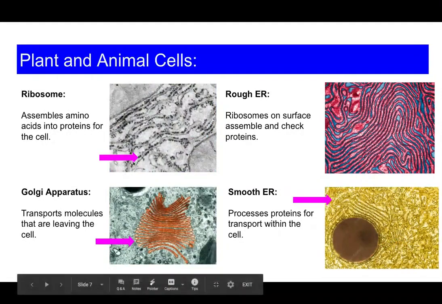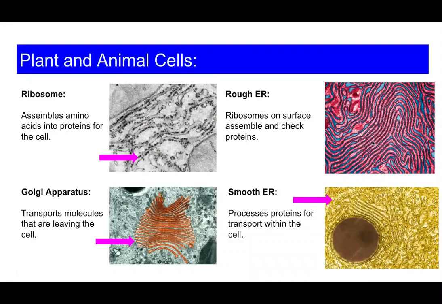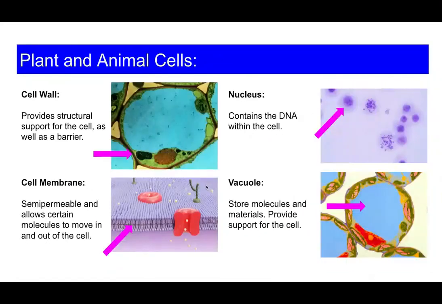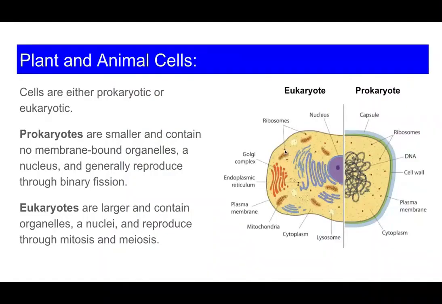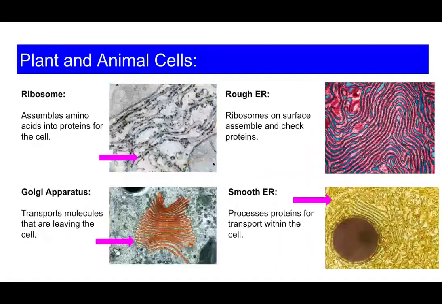The ribosome, these are just little dots. Now, this ribosome picture that we're seeing here is actually also rough ER. However, I'm going to go back a little bit so you can see in here, ribosomes can be free-floating as well. And so they can be throughout the cell. And we see these in prokaryotes as well as eukaryotes. But these things are assembling amino acids into proteins for the cell. So they're making a whole bunch of things.